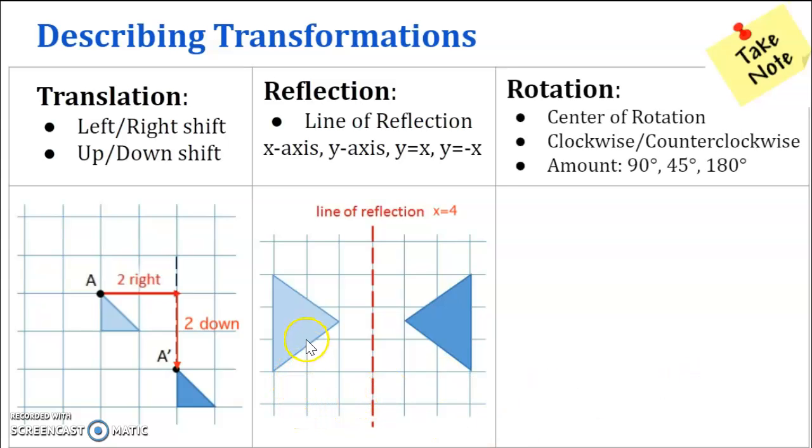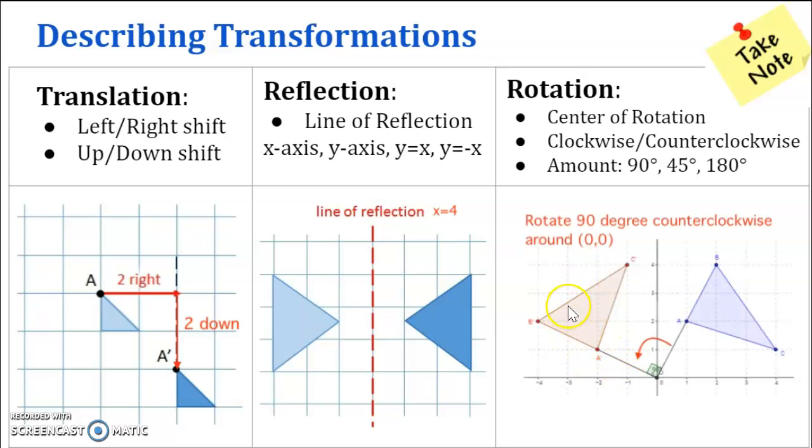The last transformation, of course, is rotation. That's the last one that we covered last lesson. And with that, you're always going to have a center of rotation, and you're going to have to define the direction of rotation, clockwise or counterclockwise, unless you're doing a 180-degree rotation, and also the amount. It can be any amount, but for now, let's focus on 90, 45, or 180 degrees or whatever else.